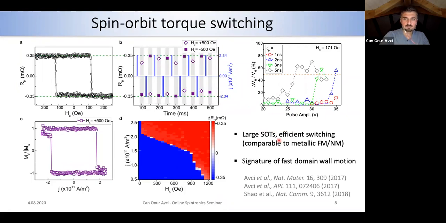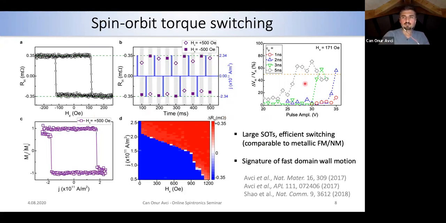So this brings me to my messages from this slide: there are large spin orbit torques and efficient switching, comparable to all-metallic ferromagnet/normal metal bilayers, because these current densities are comparable to, for instance, platinum cobalt. But here the thulium iron garnet is 8 nanometers thick, versus in platinum cobalt usually a nanometer or below.